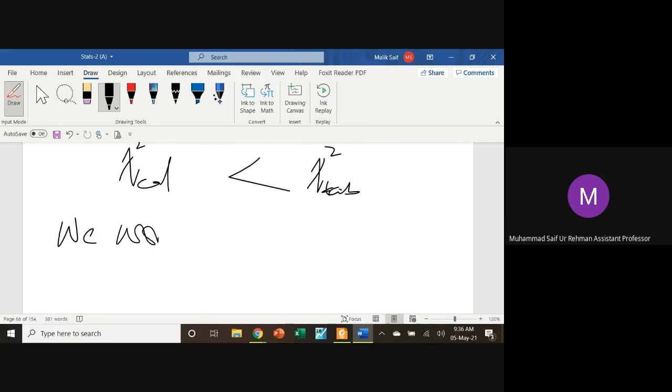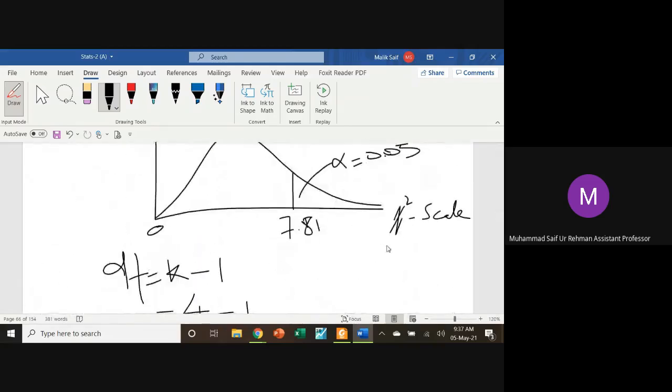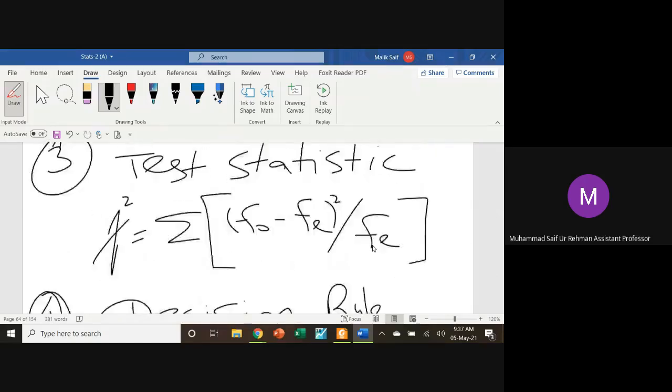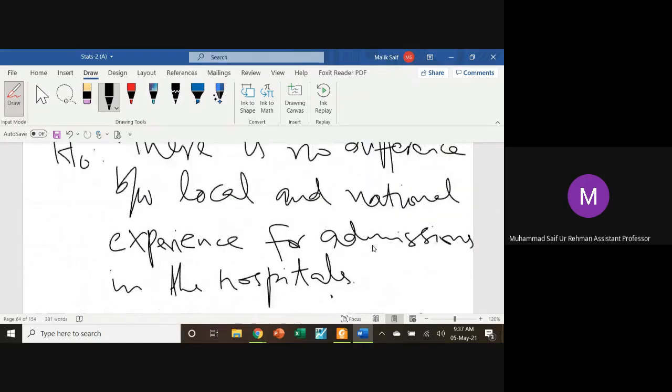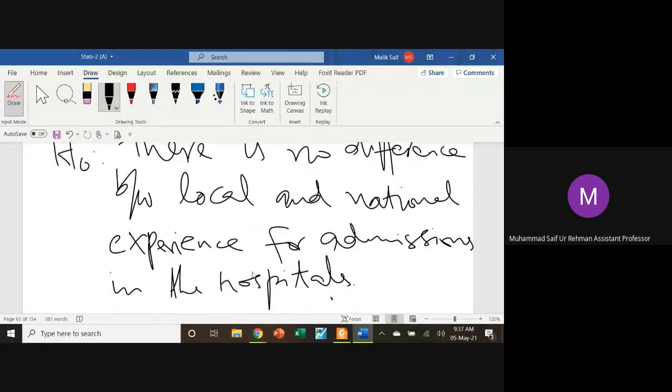So therefore, you will write down, we would not reject H naught. Why? Because 1.37 lies somewhere here, in the acceptance region. So don't reject H naught means accept H naught. Accept H naught means there is no difference between local and national experience for admissions in the hospital.